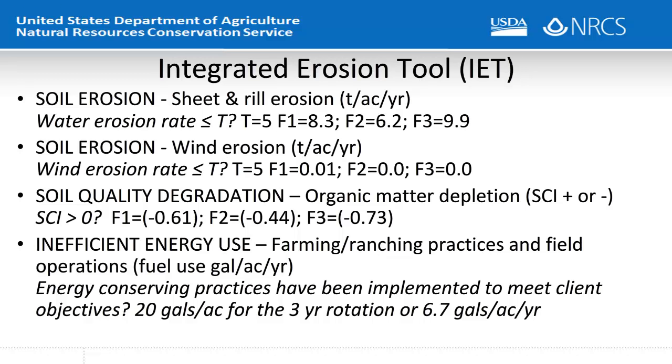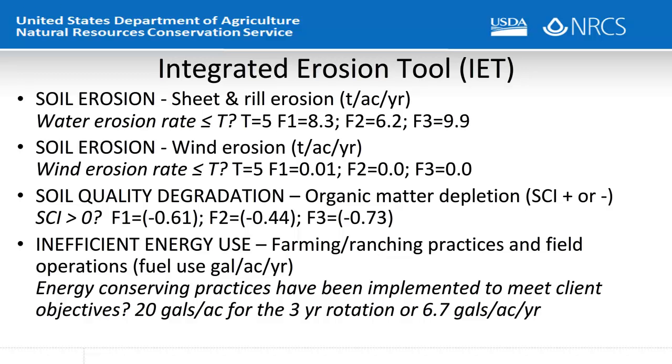For the soil quality degradation, organic matter depletion concern, is the SCI greater than 0? The SCI on field 1 is negative 0.61. Field 2 is negative 0.44 and field 3 is negative 0.73. The SCI is less than 0 on all the fields.